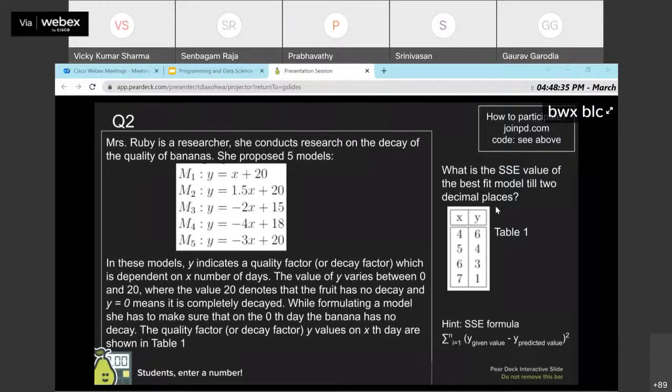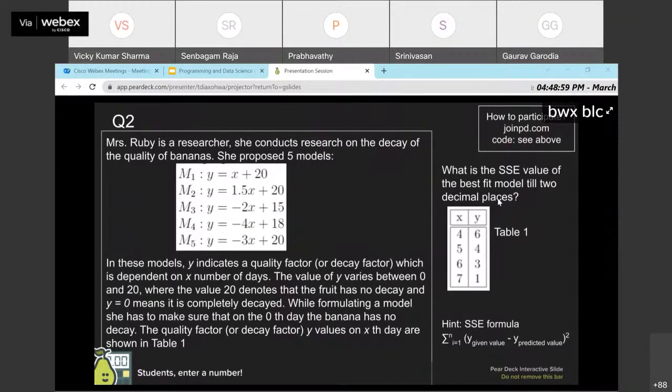If the difference between the given value and the predicted value is very high, you will see the SSE value is very big. That means the model which you have chosen might be wrong. It might not fit the data as per the given data. That's the thing you have to understand from here.